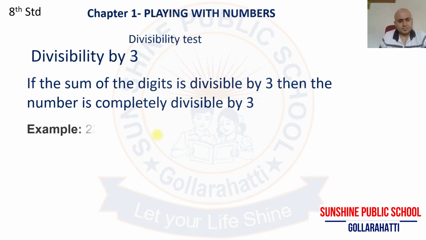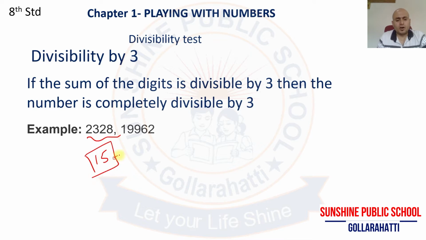Example: 2328. You should add all these digits. 2 plus 3 is 5, 5 plus 2 is 7, 7 plus 8 is 15. Whether this 15 is divisible by 3 or not, as it is divisible by 3, then the full number is also divisible by 3. That is so easy to find whether the number is divisible by 3 or not.